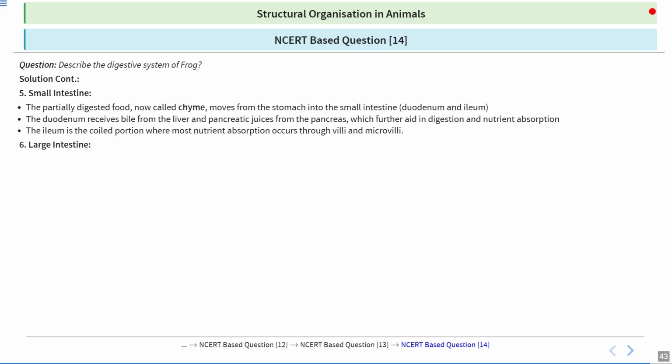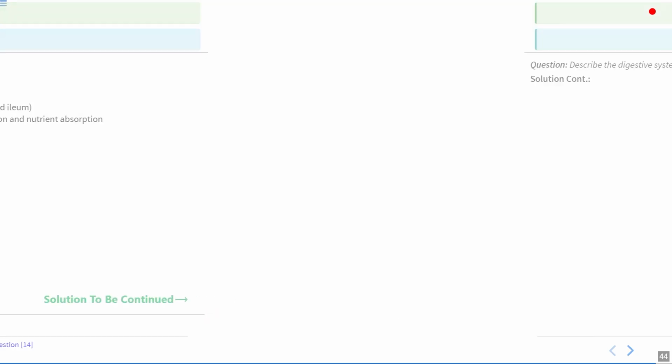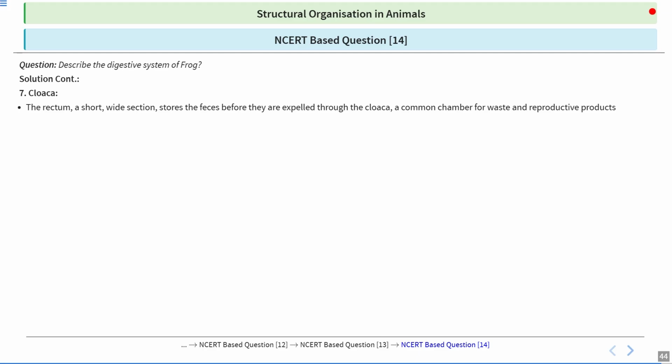Large intestine. Undigested waste moves into the large intestine, and whatever the water is present there, that is absorbed. And feces are formed, the undigested food material, that passes to the rectum part. Cloaca. The rectum, a short widened section, stores the feces before they are expelled through the cloaca, a common chamber for the waste and reproductive products.